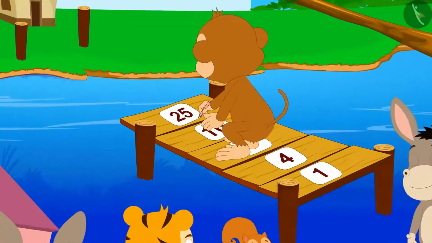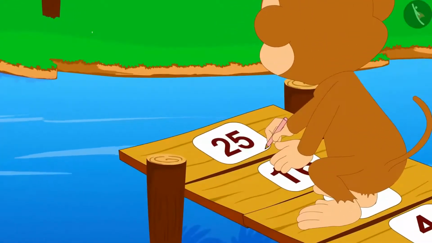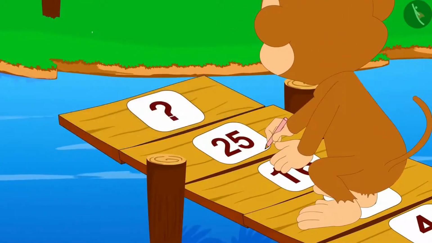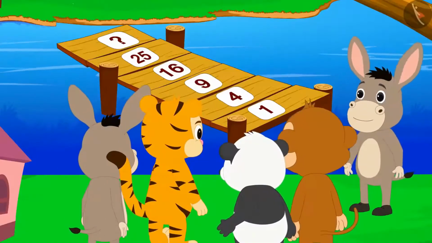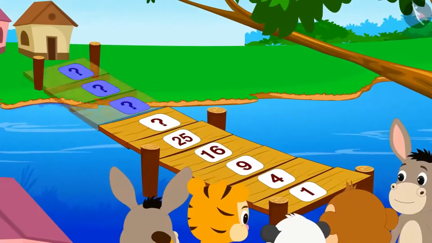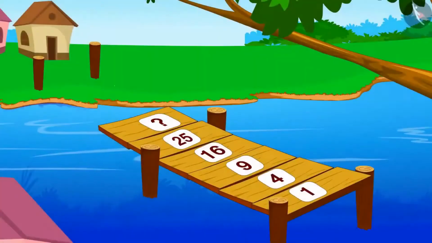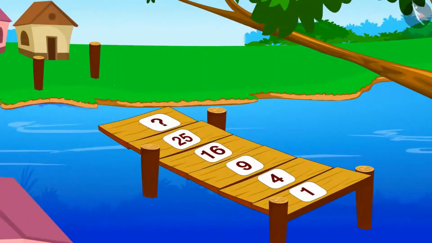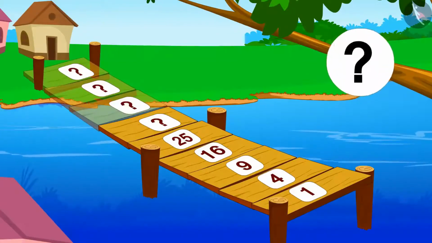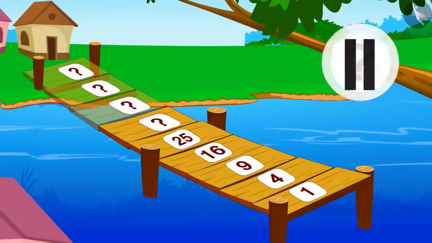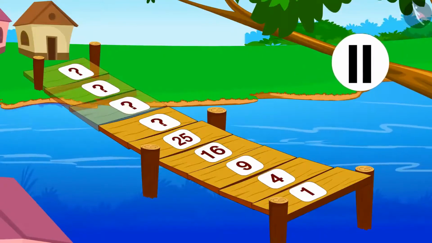As soon as Babban wrote the number, the next plank of the bridge got added to the bridge. Now, all the villagers started finding the numbers of the next planks. Children, can you also find the numbers of these 4 remaining planks of the bridge? If you wish to, you can stop the video and find the solution.